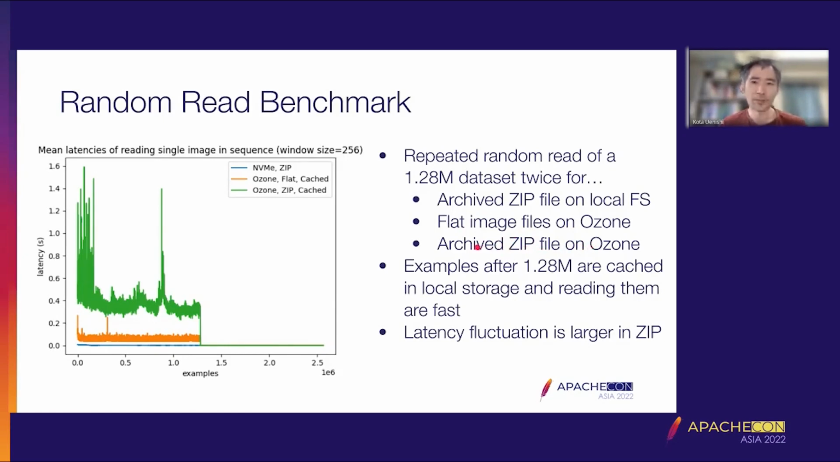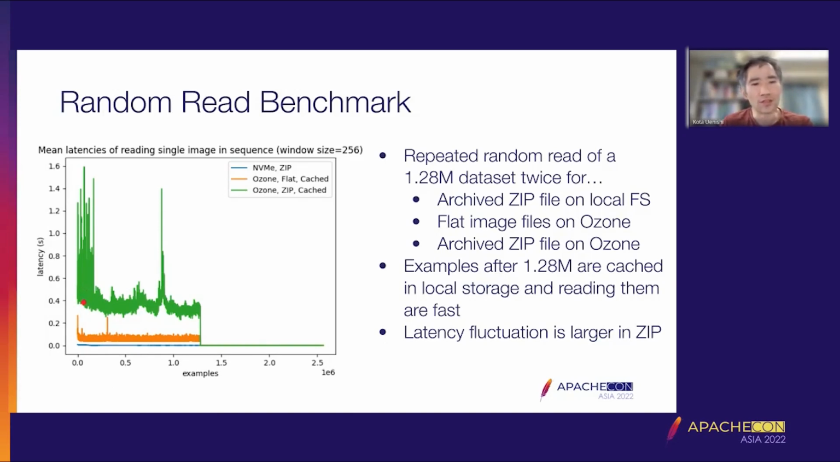After the first epoch, we read the 1.2 million files, then all of them are cached in the local storage. So after that, the level of latency is mostly the same in the later half of these images. In the first half of this benchmark, the latency fluctuation is much larger in zip than flat. The green lines are zip files in Ozone, and the orange line is flat image files in Ozone. So the latency is apparently better for flat files, but we know that we have small files problems, so we can't naively accept this result. And a zip file is much easier to manipulate, handle, or maintain, but the latency is not that good.